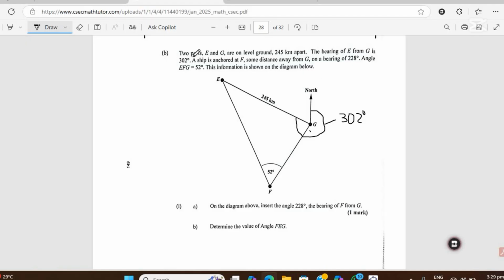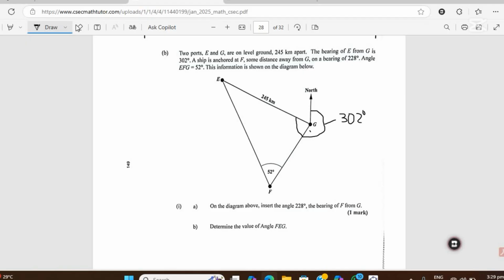Let's continue. It says a ship is anchored at F. So these are the two ports, but there is a ship out at sea anchored at F. So it's out in the ocean, some distance away from G. We don't know the distance yet. But the ship is on a bearing of 228 degrees. From where? It says a ship is anchored at F, some distance away from G.